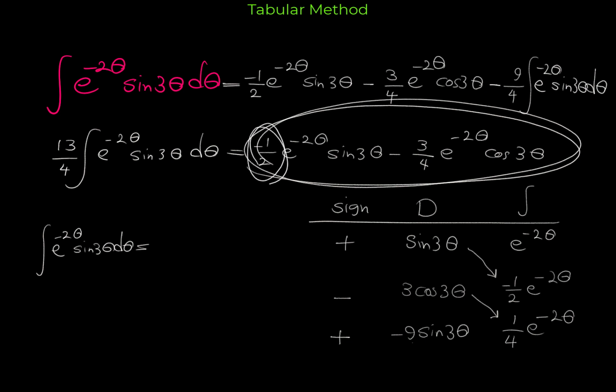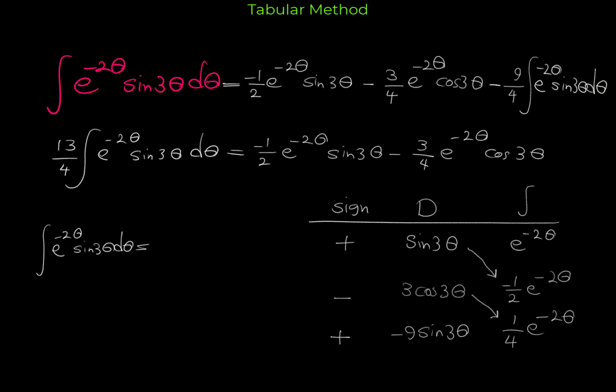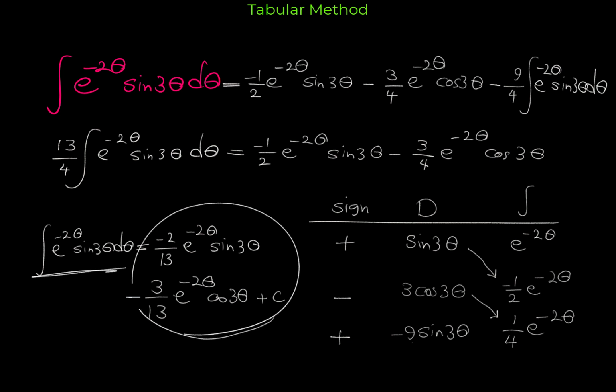If you multiply this number by 4 over 13, this would be negative 1/2 times 4 over 13. The 4 with these cancelled. So you have negative 2 over 13 e to the negative 2 theta sine 3 theta. And if you multiply this by 4 over 13, you would have 3 over 13 e to the negative 2 theta cosine 3 theta plus c. So this is the answer of the integral.